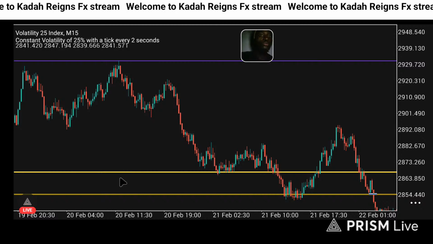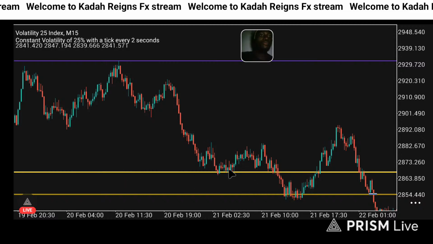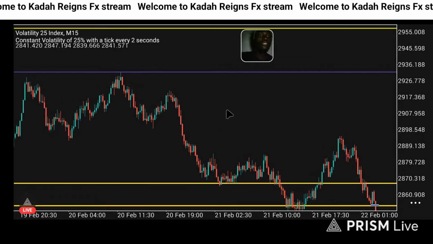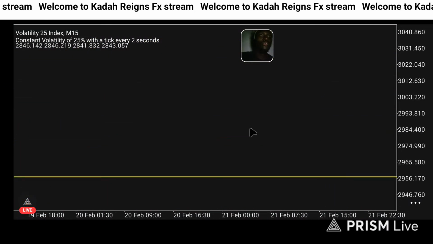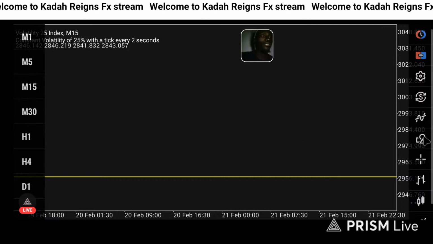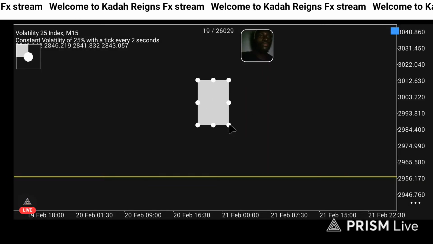And always make sure that when you're drawing a resistance, it has to be drawn using the body of the candle. There is a body, then there's a wick, right? There's a body, then there's a wick. Let me go here and choose this one. Suppose this is a candle, right?